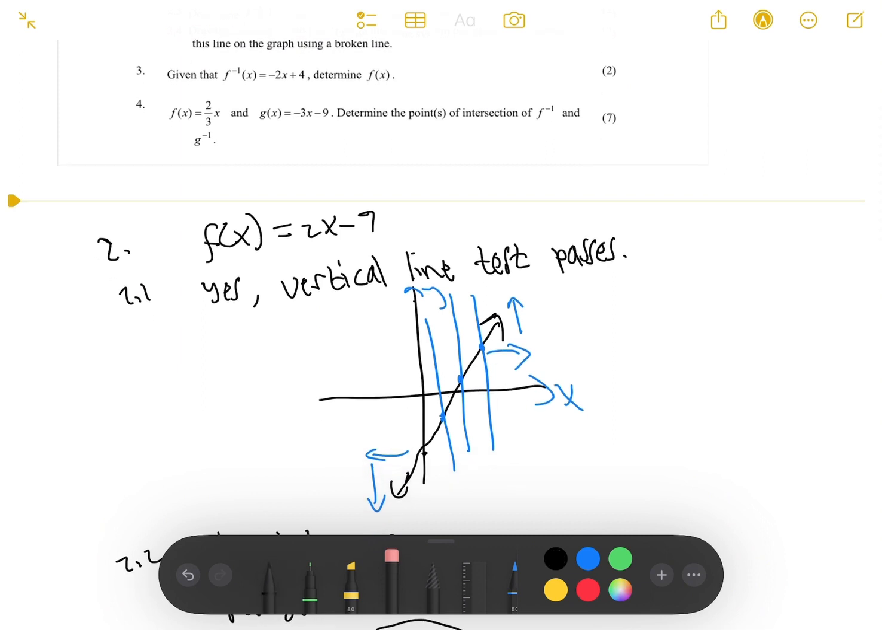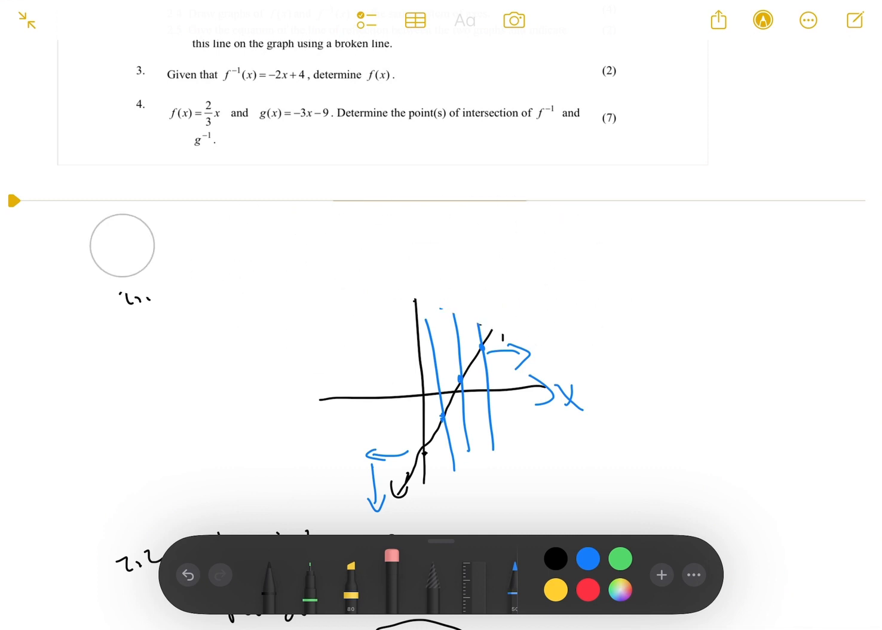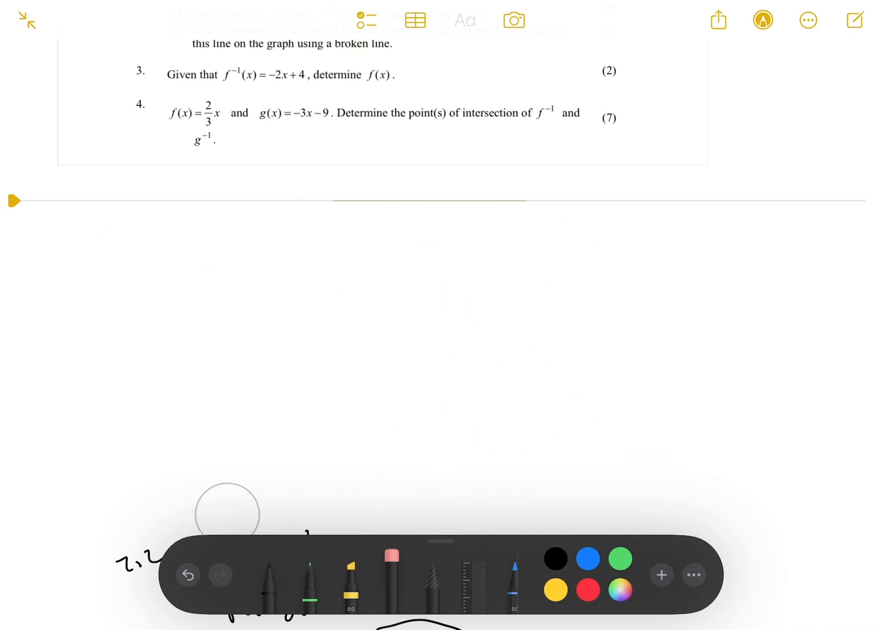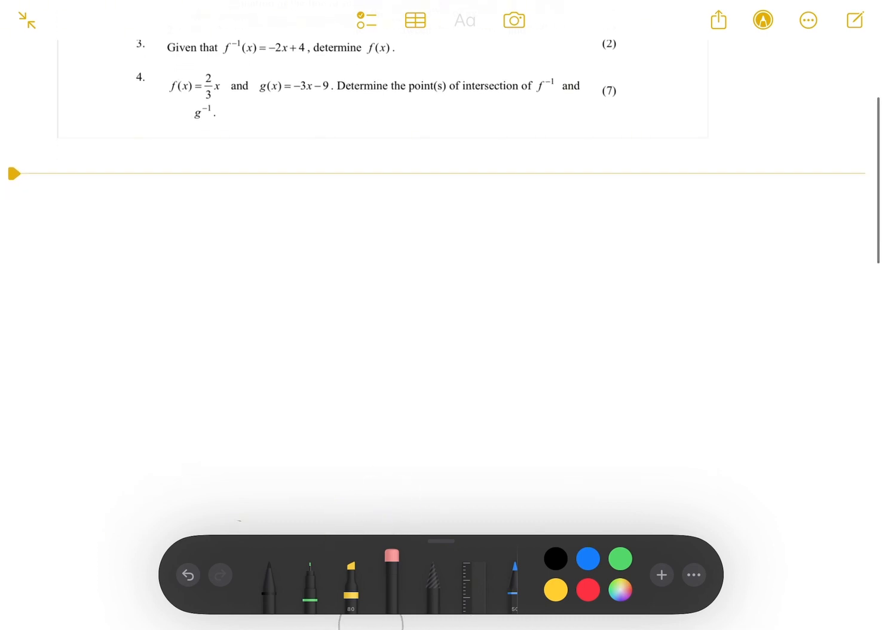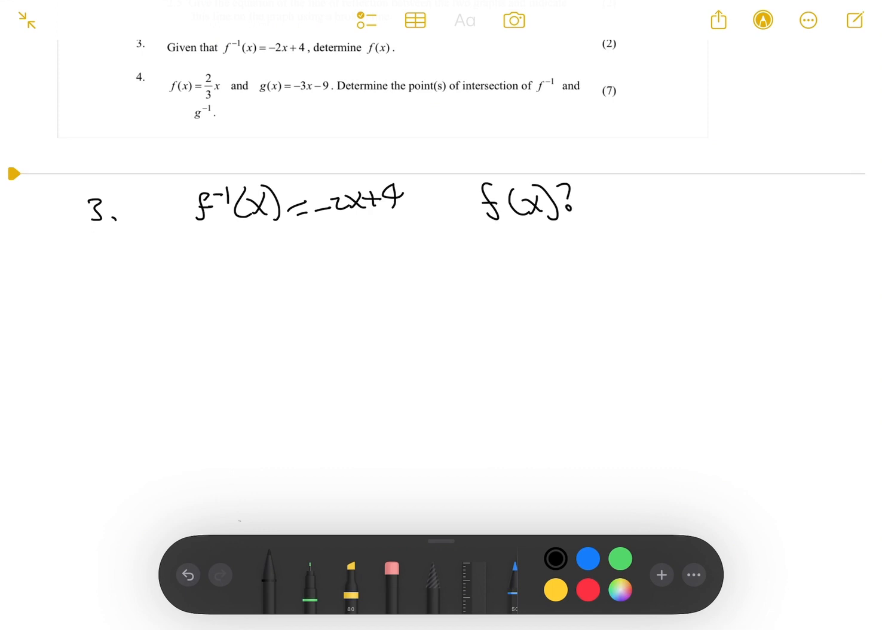Okay, so in number 3, they're asking, we're given the inverse graph, right? And then from the inverse, we now have to therefore derive the original function. So how do we do that? So the inverse graph is given as -2x plus 4. And then they say determine f of x. Okay, so remember that for us to find the inverse graph, we basically have swapped or interchanged x and y, right? So even to go back, basically, you can do the same thing.